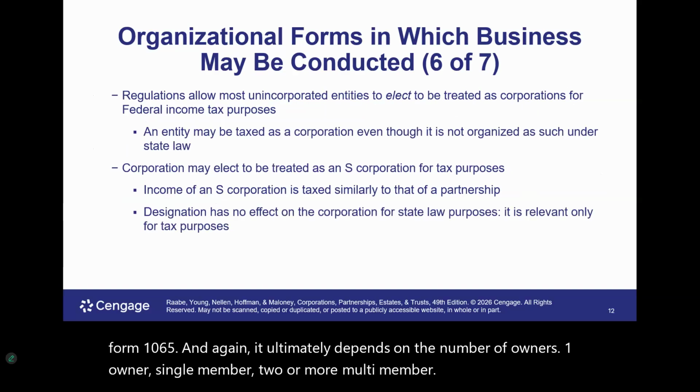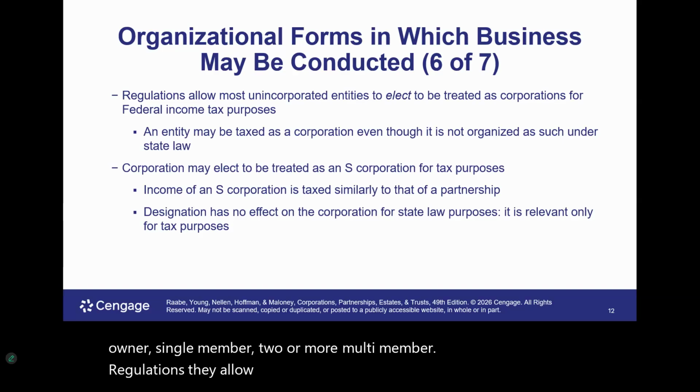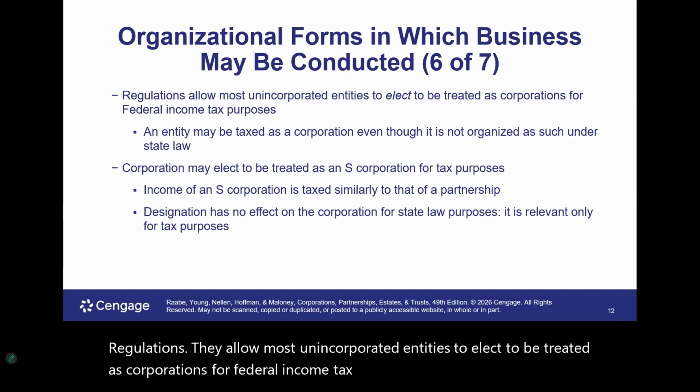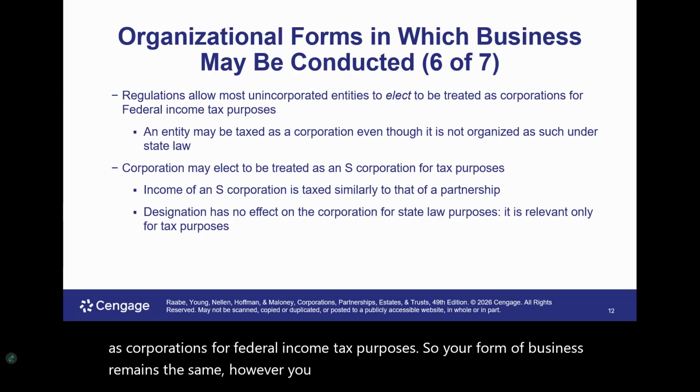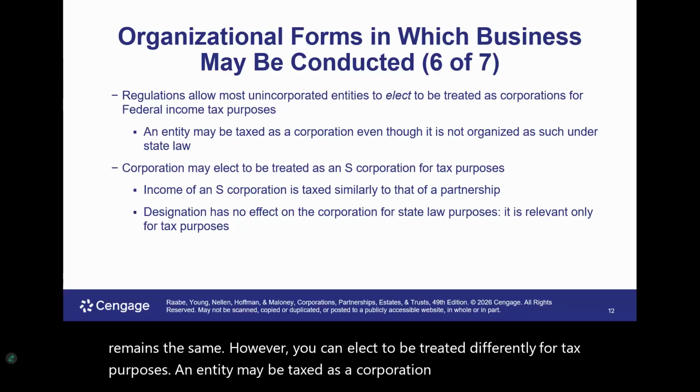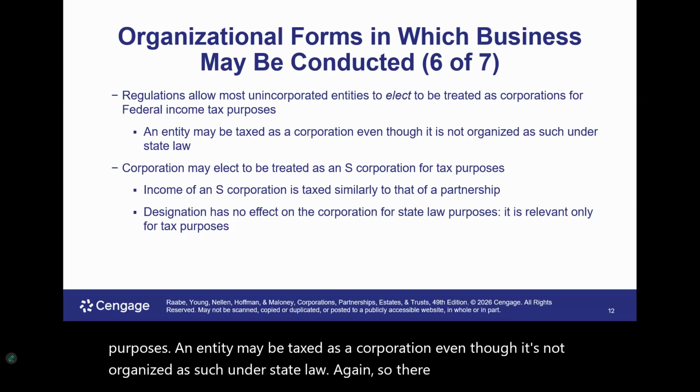The regulations allow most unincorporated entities to elect to be treated as corporations for federal income tax purposes. So your form of business remains the same. However, you can elect to be treated differently for tax purposes. An entity may be taxed as a corporation even though it's not organized as such under state law. Again, there are some levels of flexibility.